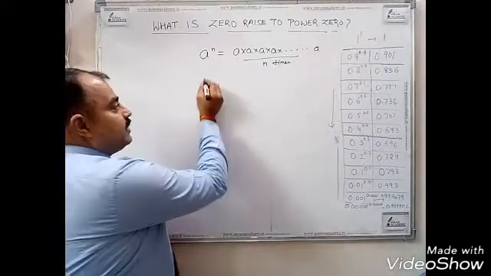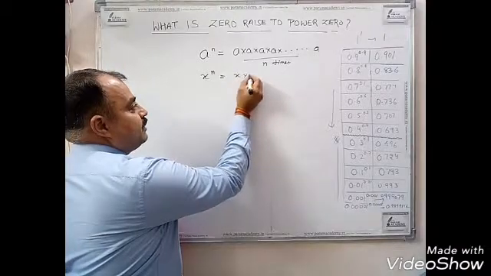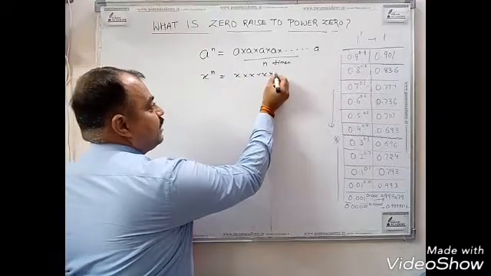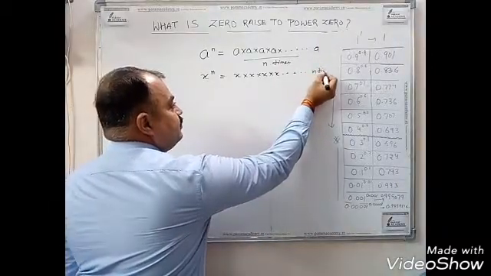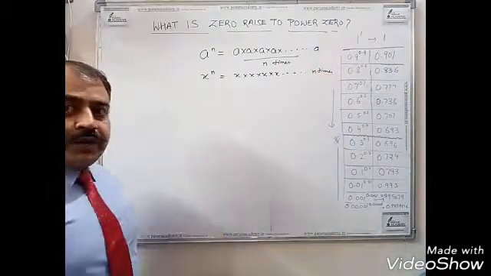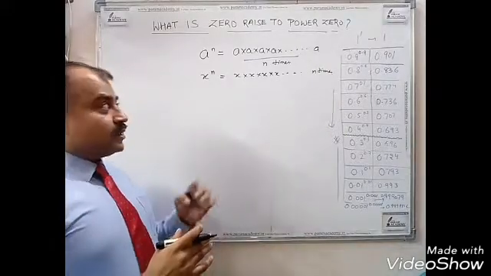So similarly, if I am writing x raised to power n, then it also means that x multiplied by x multiplied by x multiplied by x, and it is again for n times. Isn't it? So we are following certain rules. Let us first discuss all those rules.